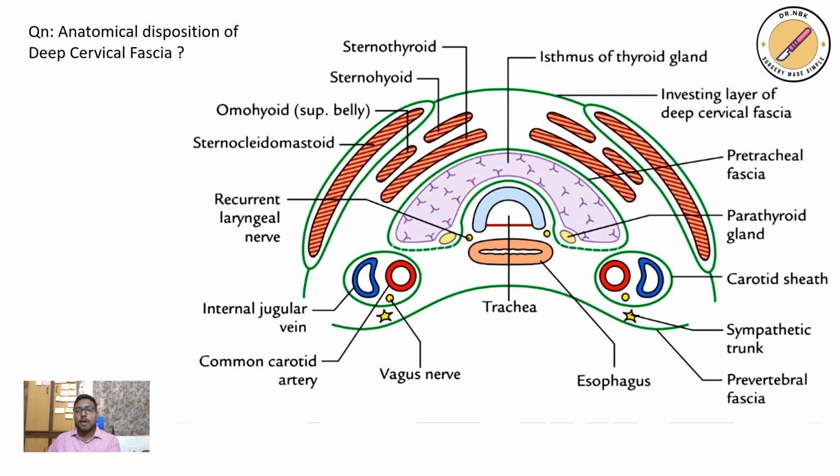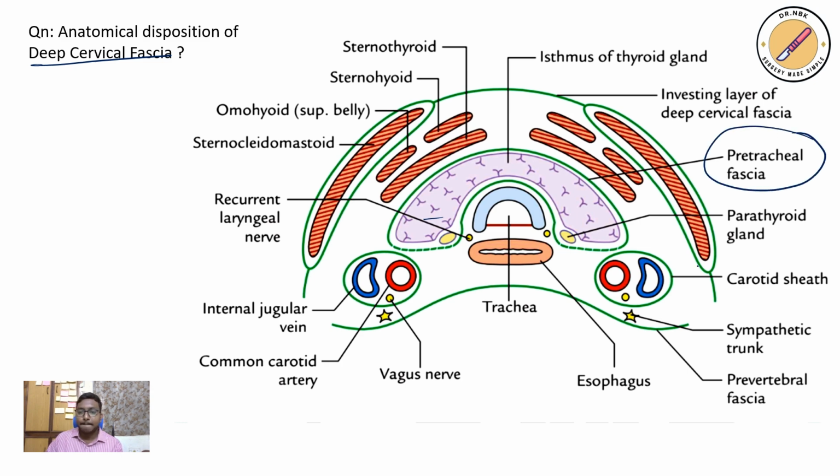Right. Next, a very important anatomy point we need to understand, so that we can better understand the history related to complications in case of a thyroid swelling, is the anatomical disposition of the deep cervical fascia. It's a very favorite question of examiners. At the level of the thyroid gland, what is happening to the deep cervical fascia? You know that the deep cervical fascia has three important layers. One is the pretracheal layer. You can see here, this is the pretracheal fascia.